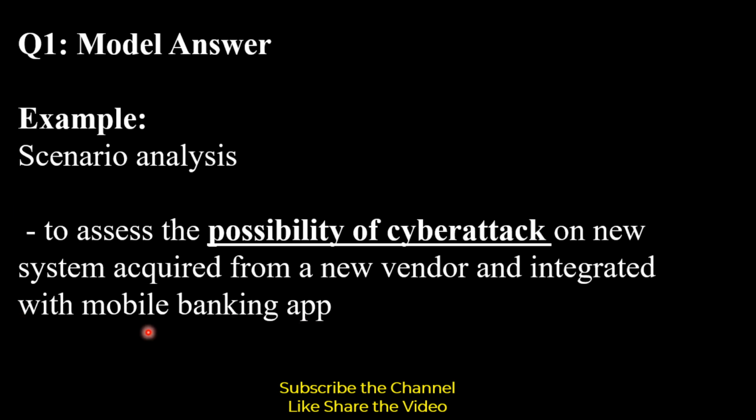So if the bank acquires a system from a new vendor and the system is, for example, weak, then the possibility of cyber attack is increased and the fraudsters might penetrate through this system to the mobile banking app of the organization and steal the critical information. So this was the question number one.